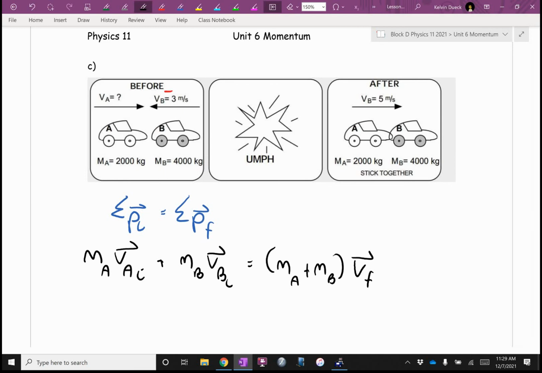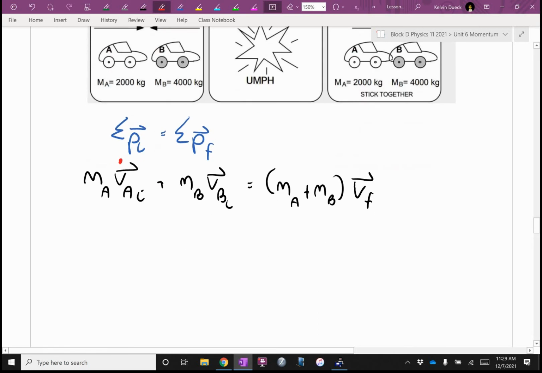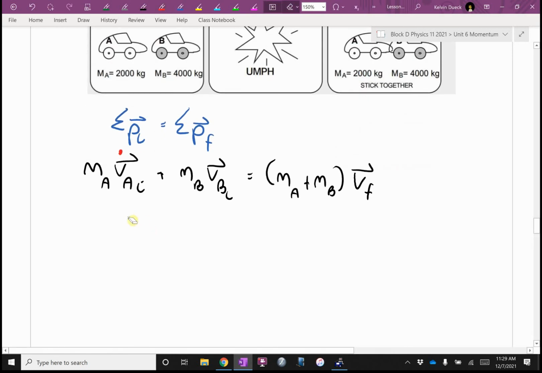What are we trying to find? Okay. Nick, what's going to drop down like a domino? What side is the VA initial on? So what's going to drop down like a domino? The right. Yep. All you had to do was say the right side. I'm good with that. Let's do that. In brackets, MA plus MB VF.